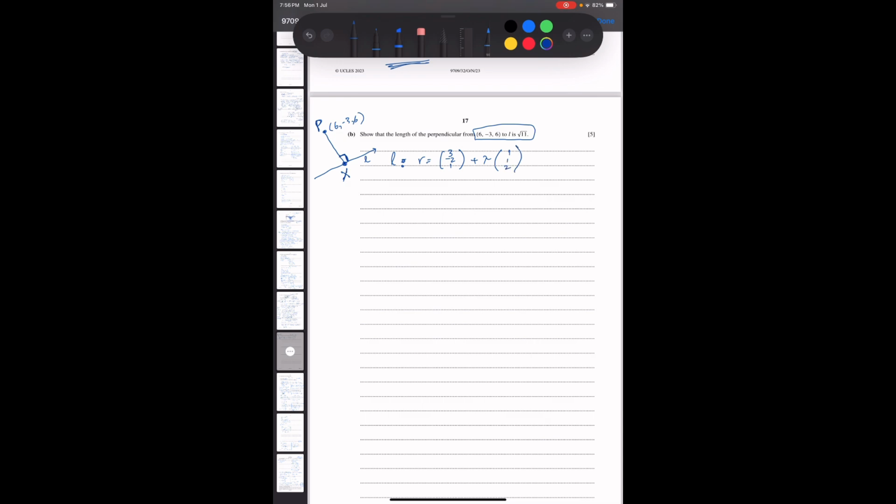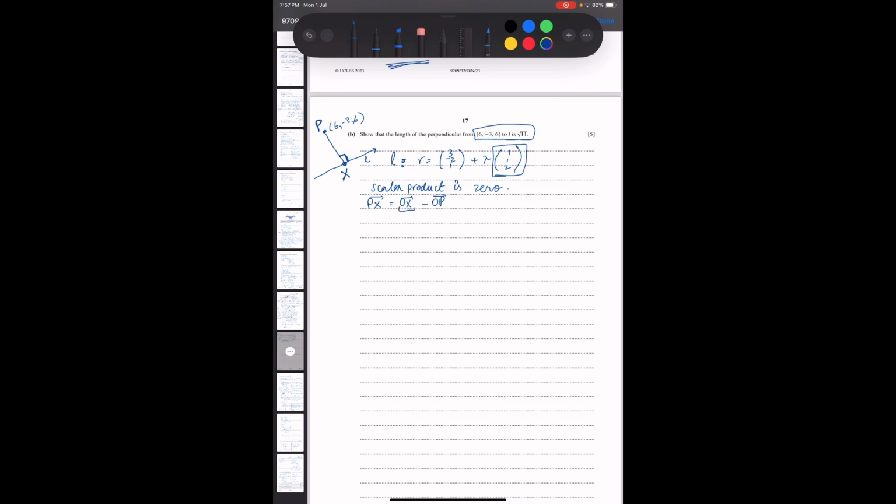Now we know that if lines are perpendicular to each other, what does this mean? This means that the scalar product is 0. Whenever lines are perpendicular to each other, the scalar product is equal to 0. Again, we'll use the scalar product over here. And what will be the vectors? The vector from line L will be this, and the other vector will be the PX vector. So now let's see what we can do about the PX vector. PX vector is equal to OX minus OP, right? Now what are OX and OP?